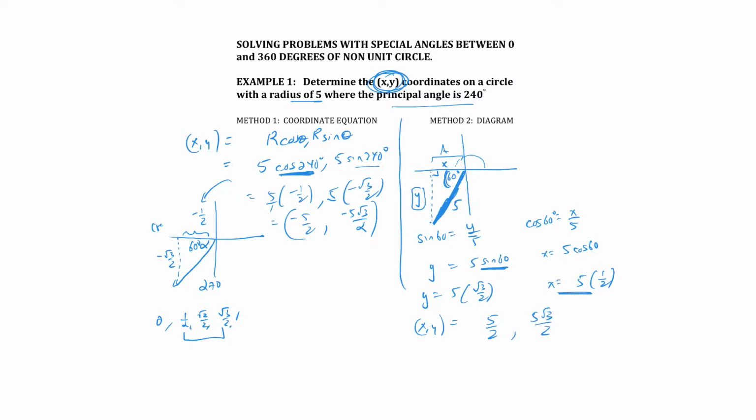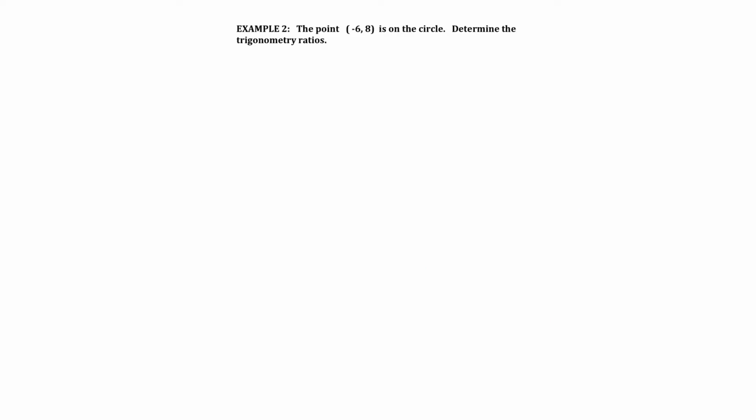And you're wondering, yes, the digits look the same, but why are my signs different? When you do the diagram method, you have to actually look at your diagram to see where the x and y are. You need to look at the location. In this case, x and y are in quadrant 3, they're both negative. So now we have the same answer.